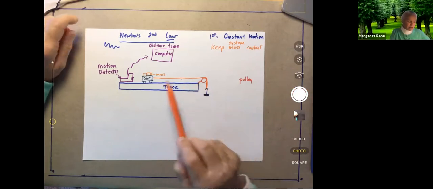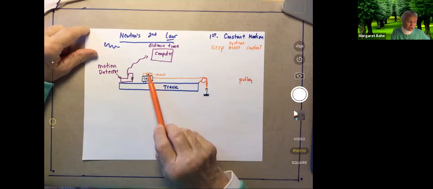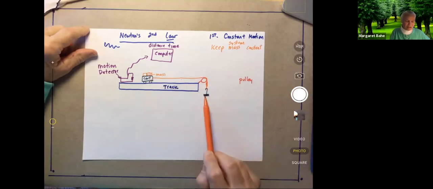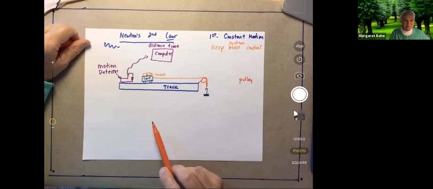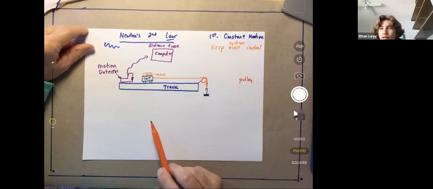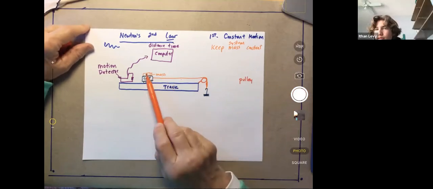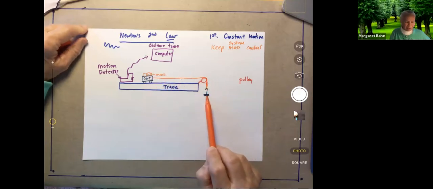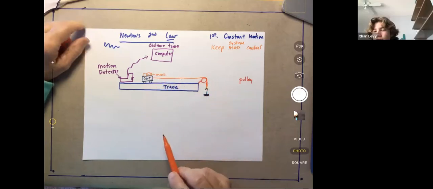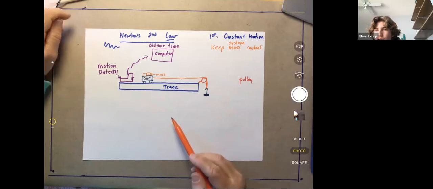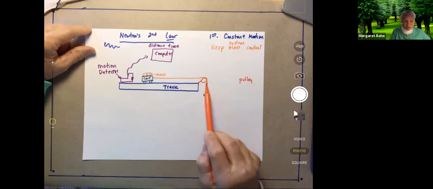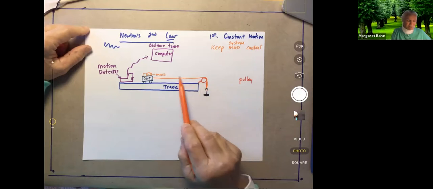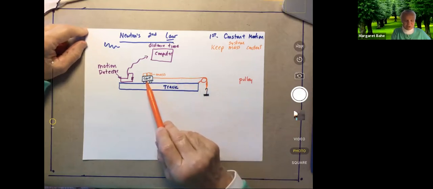Now, if I were to move some mass from the cart and put it over onto this pan, what would happen to our force of gravity? Daniel? It would be stronger on the pan, so it would create a bigger force of tension, which would then pull the cart with a greater force.